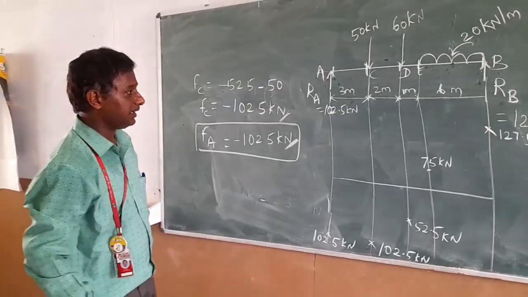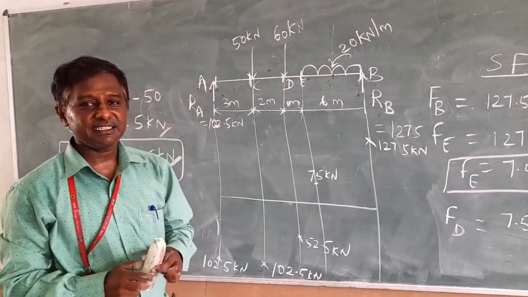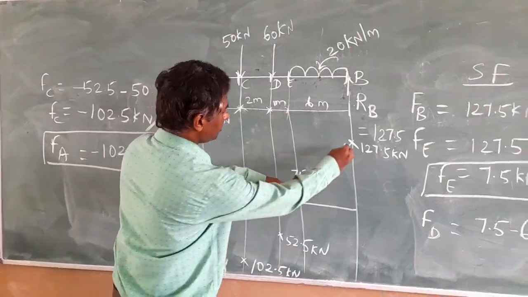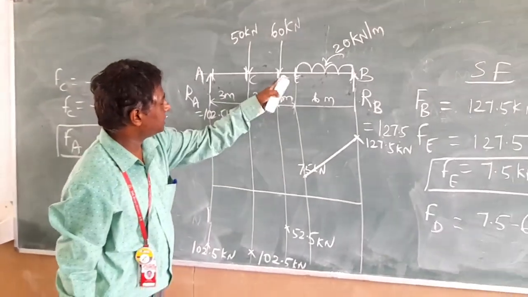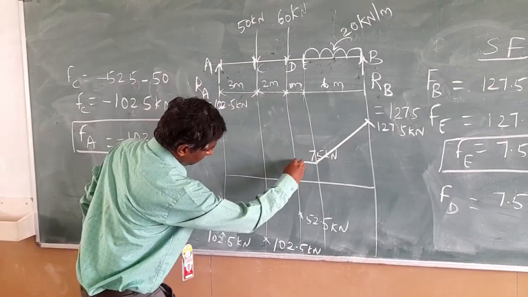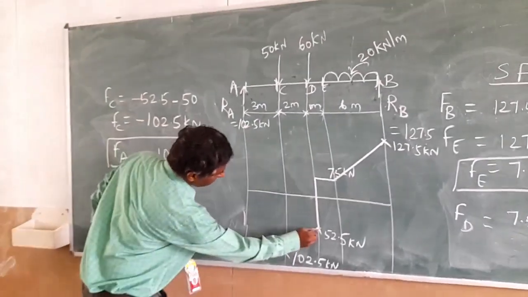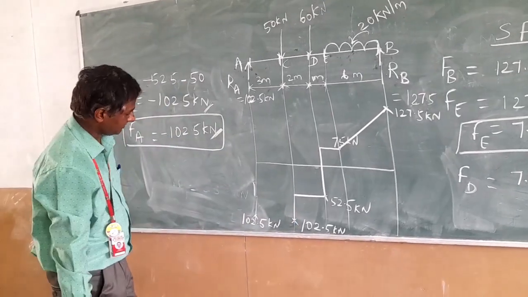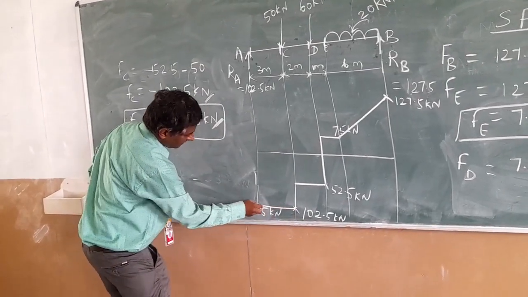Now let's draw the diagram. For shear force, if it is UDL, how to draw? You directly join the 2 points from B to E. Next, from E to D, there is no UDL, so draw a horizontal line, and where the point load is acting, draw a vertical line. In between D to C is also the same thing. Draw a horizontal line, and at the point of load, draw a vertical line. And C to A, there is no UDL, so 102.5 is a horizontal line.